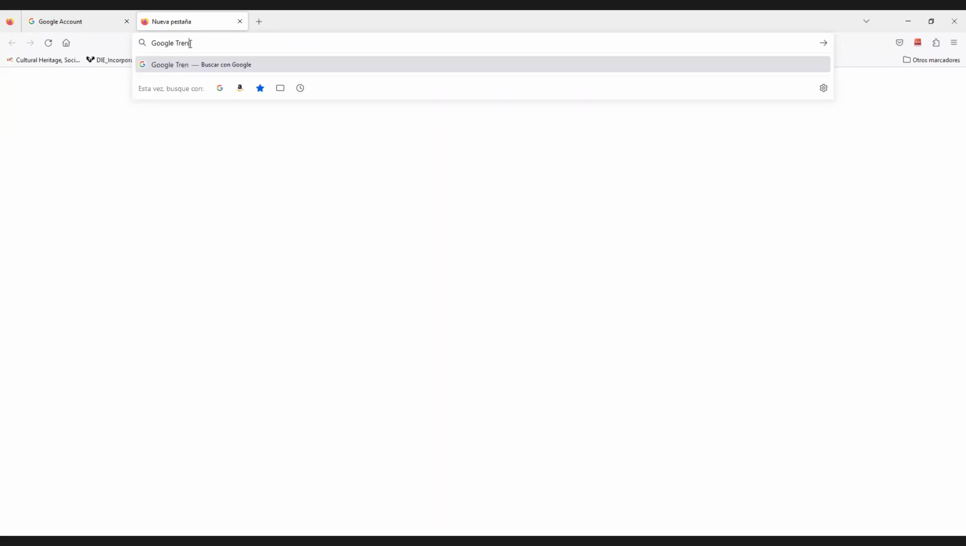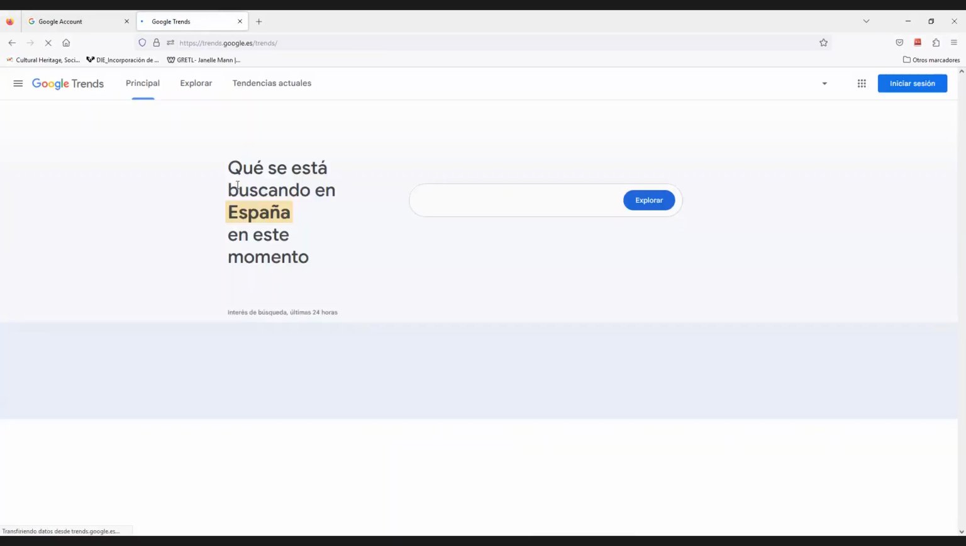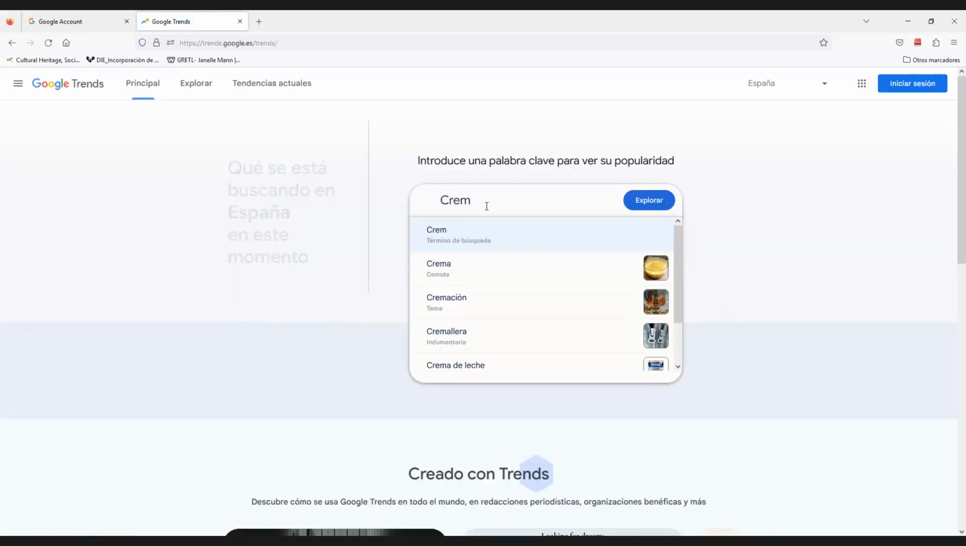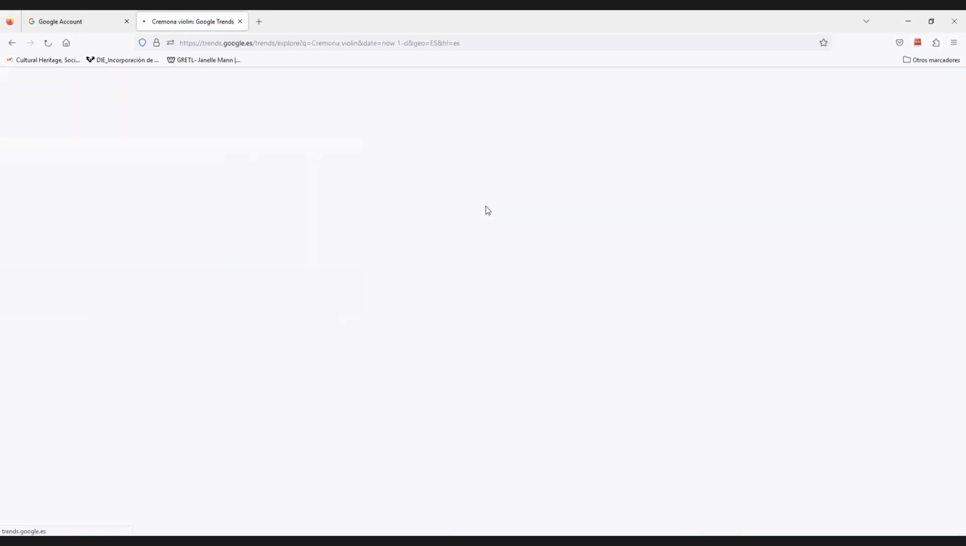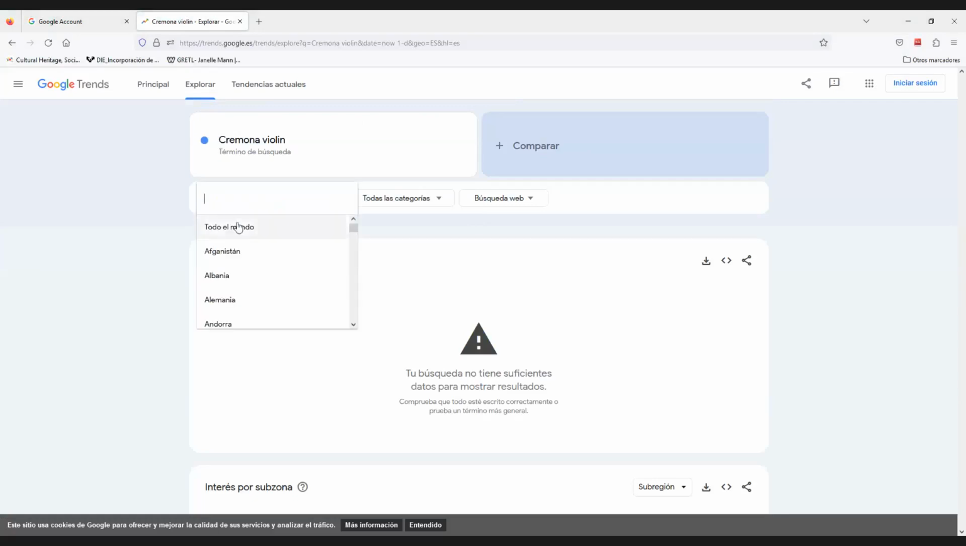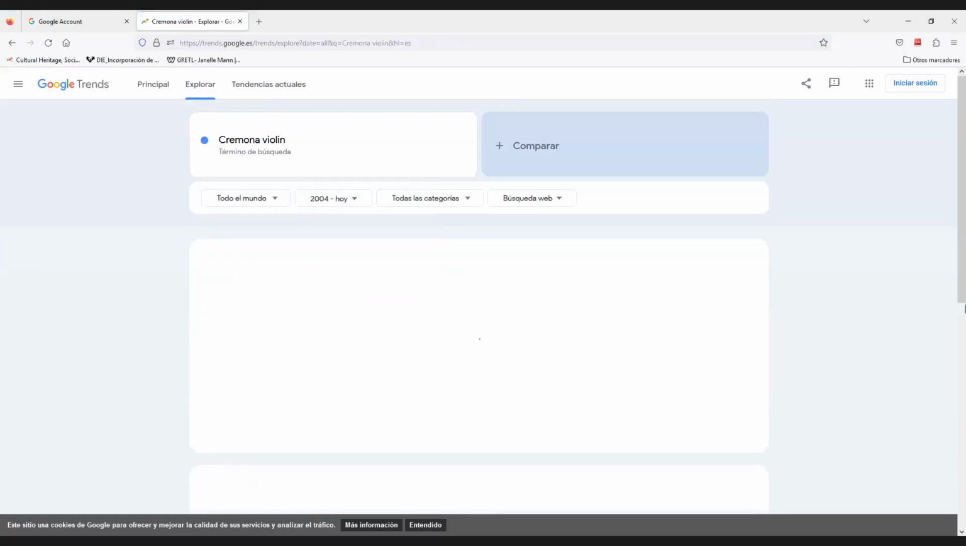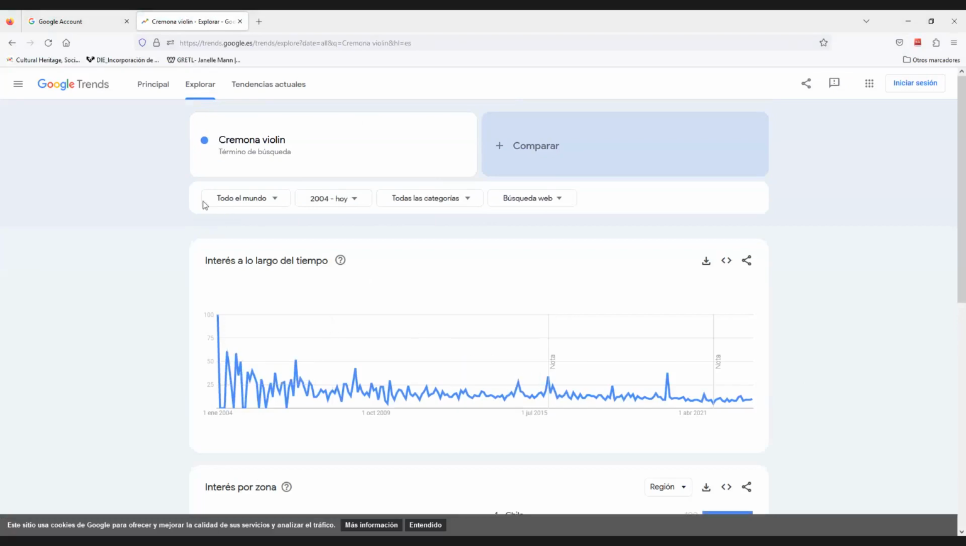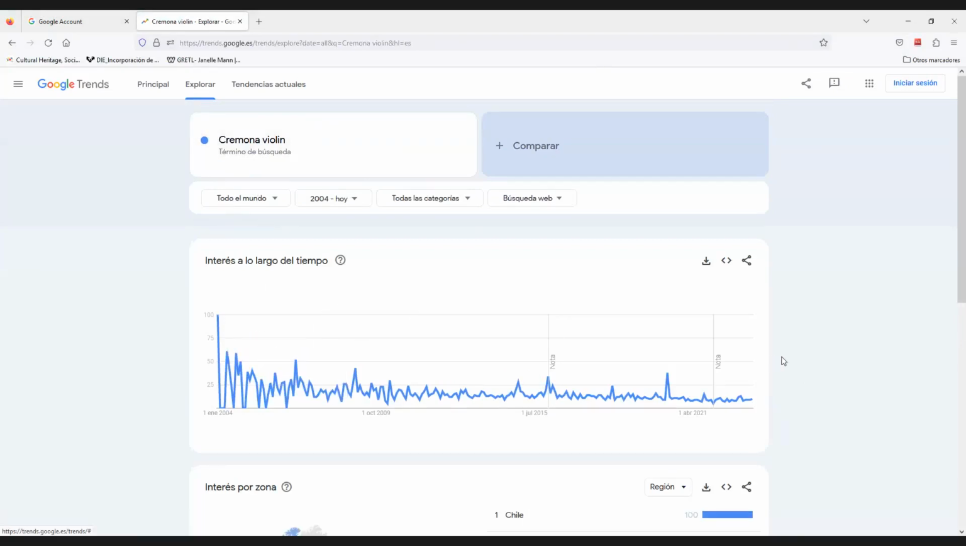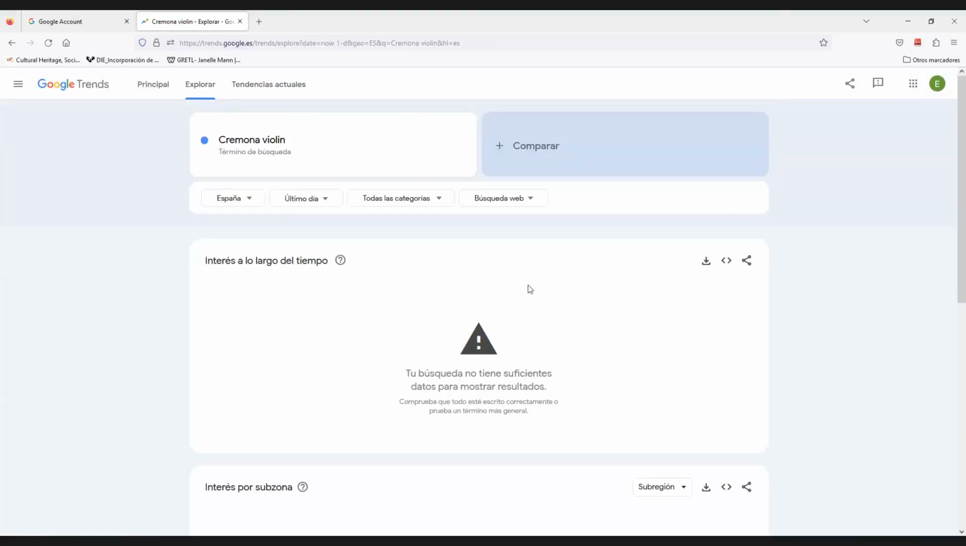Normally it appears in the language of the email. Okay, Cremona violin. Let's see. No, it's still in Spanish. I'm sorry for this. I'll translate. So we have worldwide searches. Can you see the screen? Yes, thank you. Here we have the search term Cremona violin, searches performed in the whole world. Let me see if I can switch to English, last try.